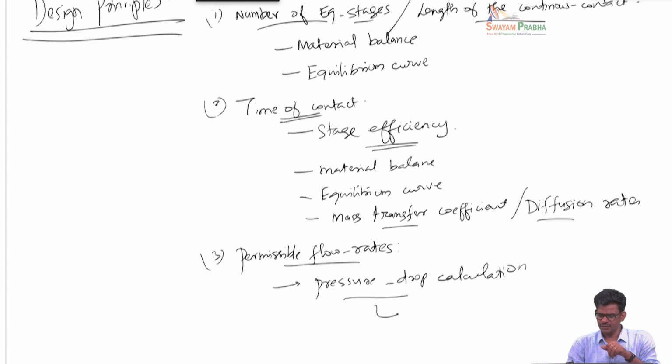So calculating the permissible flow rate means calculating pressure drop, for which we need fluid mechanics or hydrodynamics, along with material balance and also.